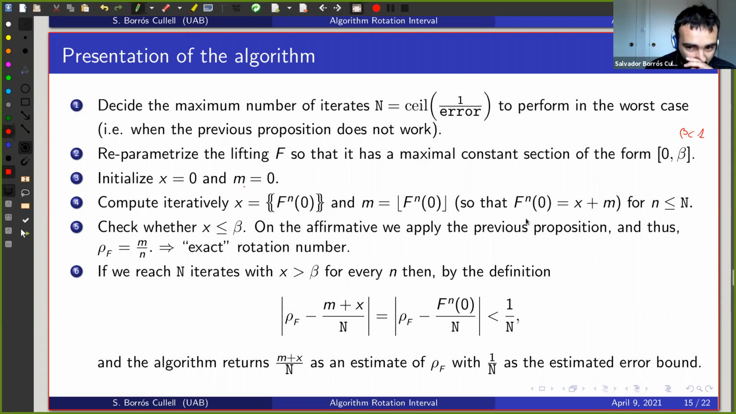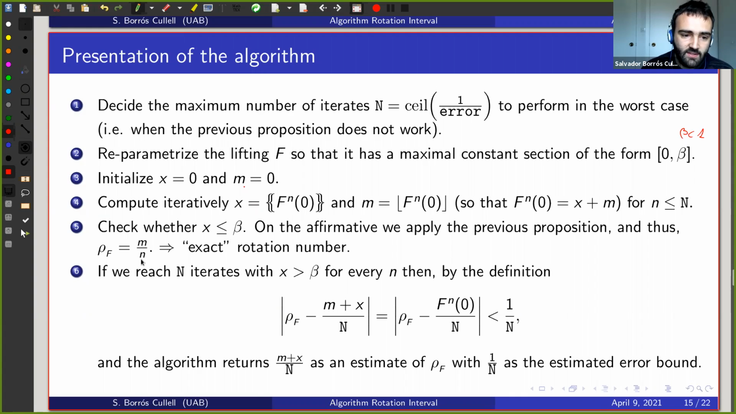In this case, we apply the proposition and we get an exact rotation number. Of course, exact in the sense that theoretically it should be exact. When we're talking about computation, there are truncation errors that may propagate during the iteration. So we have to be a bit more careful.